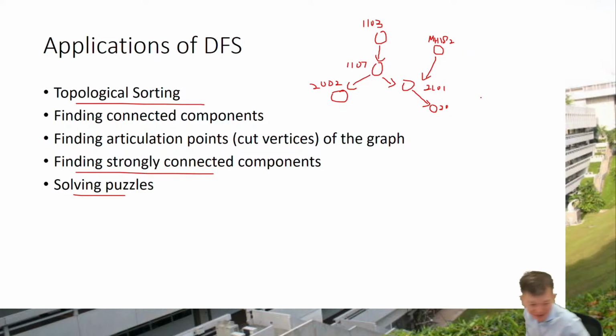Okay, yes, 2007. Then you can take 2007 and so on and so forth. So this is a kind of topological sorting. Based on the prerequisite, you can come out with this kind of structure.